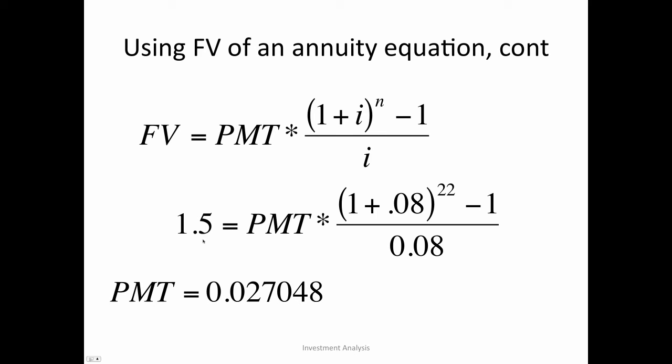And if you do that, the payment would be equal to 0.027048. Now remember, I stated that future value in millions of dollars, so this payment is actually in millions of dollars. So if we multiply that by 1 million, what we find is that she has to invest $27,048 every year in each of those 22 years in order to retire with $1.5 million.